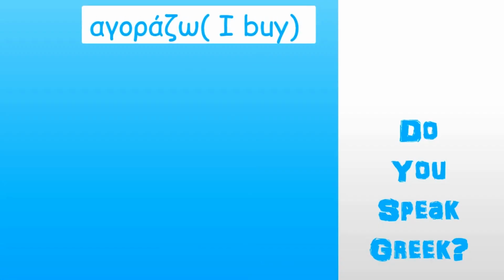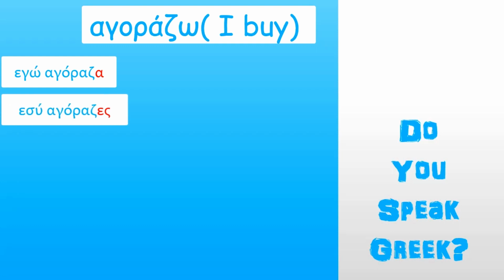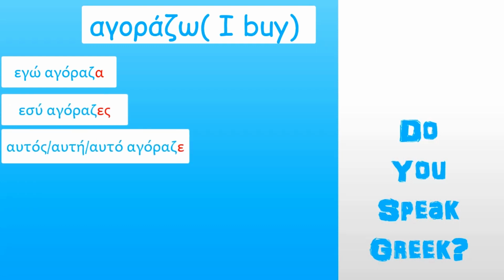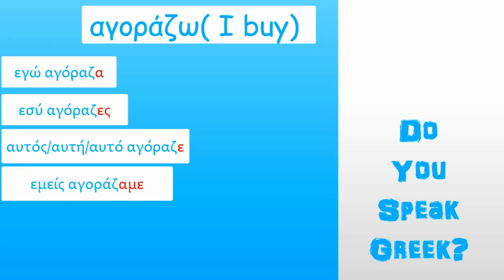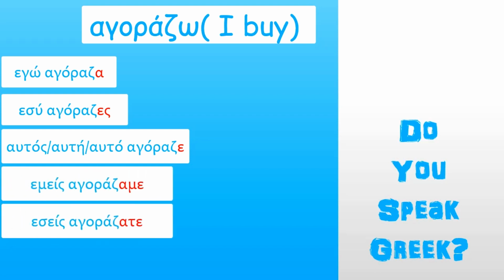And now let's see a verb that starts with a vowel, like αγοράζω. In this case, the only thing we have to do is to remove the omega and put the endings of past continuous. So it is, in active voice. Εγώ αγόραζα. Εσύ αγόραζες. Αυτός, αυτή, αυτό αγόραζε. Εμείς αγοράζαμε. Εσείς αγοράζατε. Αυτοί, αυτές, αυτά αγόραζαν.